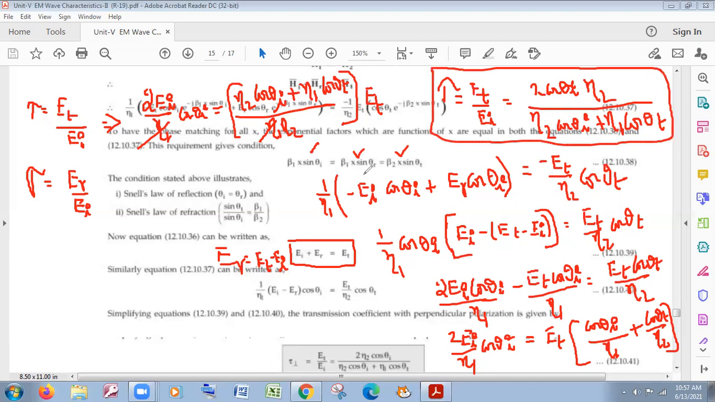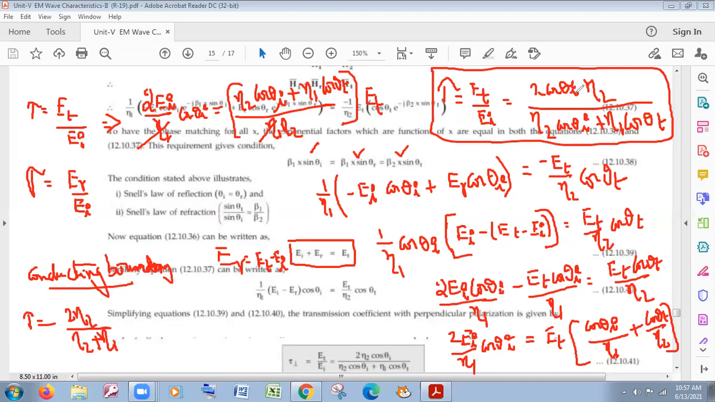See, in the conducting boundary, what is the transmission coefficient? 2 eta 2 by eta 1 plus eta 2. There is no angle. Okay, in the conducting boundary, the normal incidence, you get it, is 2 eta 2 by eta 2 plus eta 1. What matters for it? Transmission coefficient is equal to.